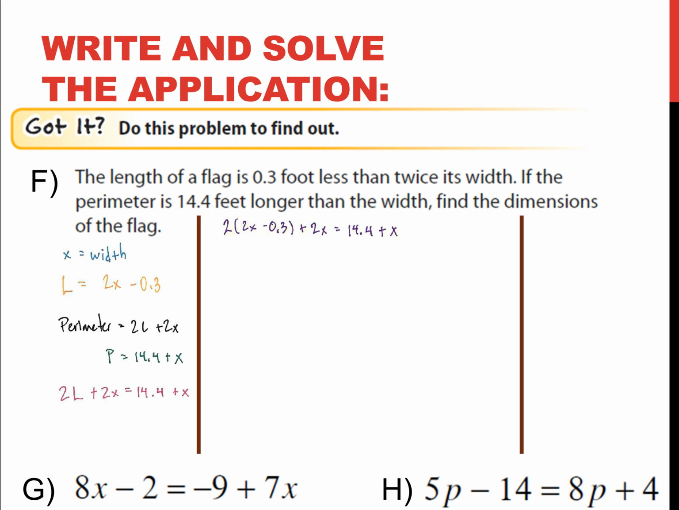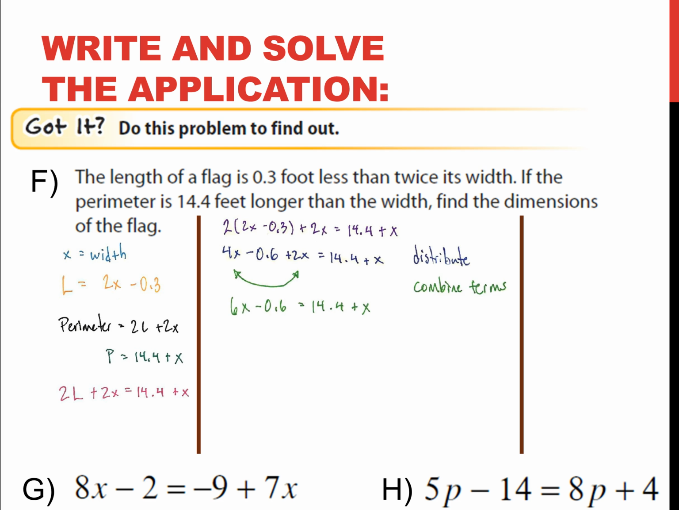So step by step, don't get overwhelmed. I'm going to do one thing at a time. The first thing I'm going to do is distribute, because I see I have 2 outside of parentheses, so I'm going to multiply this 2 times each term inside the parentheses. So 2 times 2x is 4x, 2 times 3/10 is 6/10. So now my equation is 4x minus 6/10 plus 2x equals 14 and 4/10 plus x.